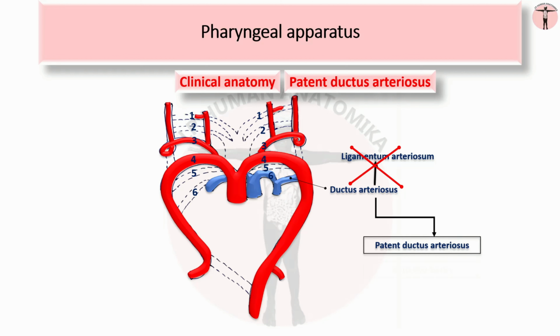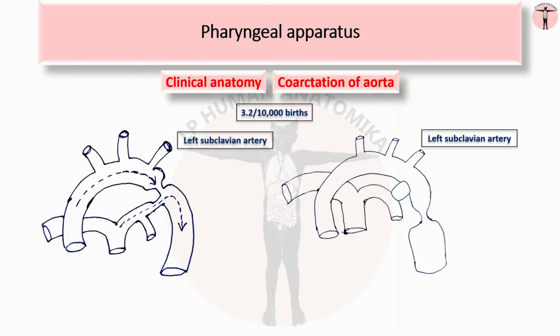Coarctation of the aorta. It occurs in 3.2 in 10,000 births. In this condition, the aortic lumen below the origin of the left subclavian artery is significantly narrowed. The constriction may be above or below the entrance of the ductus arteriosus. If the constriction is above the ductus arteriosus, it is called preductal coarctation of the aorta.